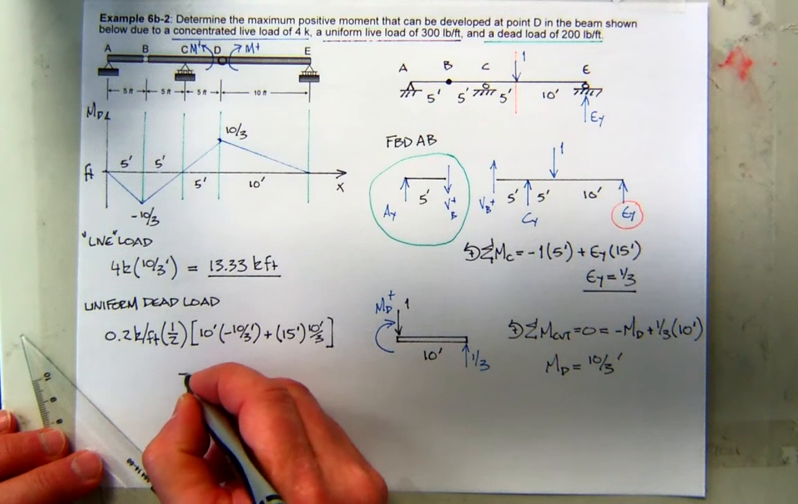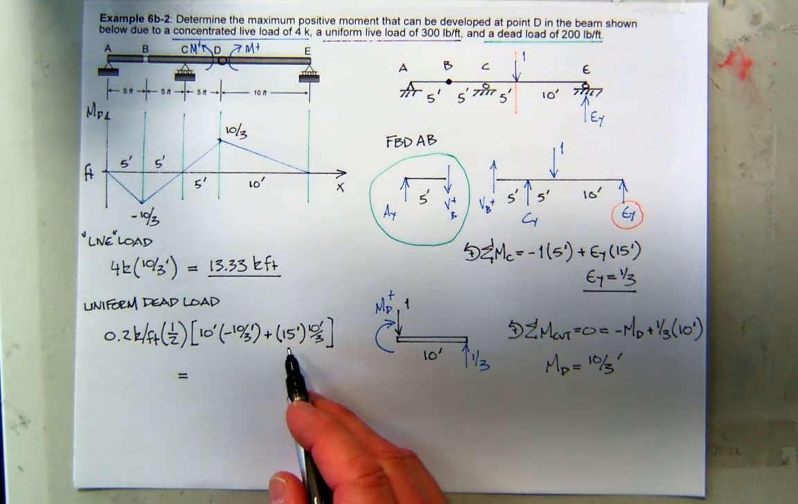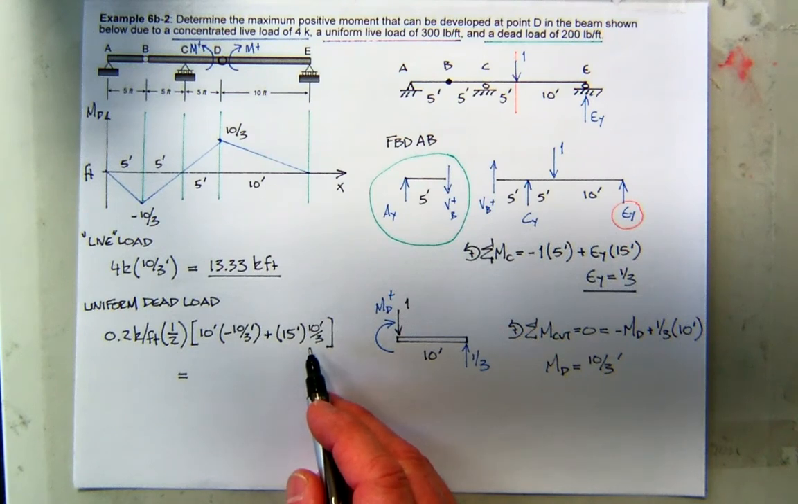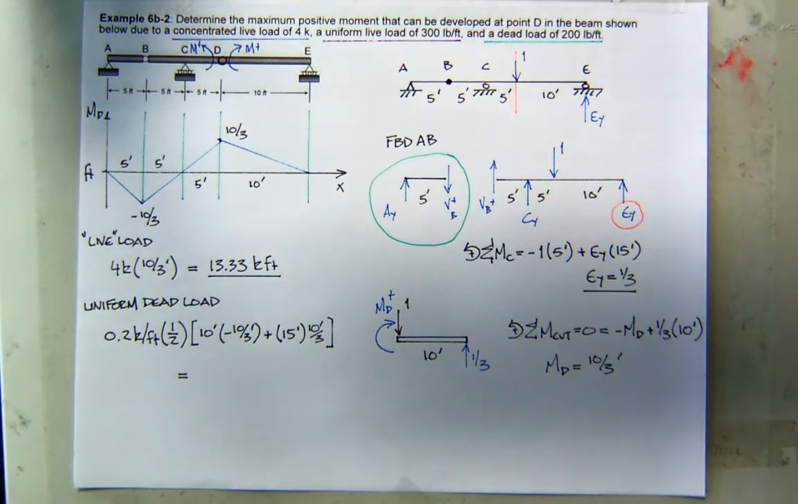I don't know what that's going to be. Let's see. 50/3, 25/3, 5/3. 1.67.